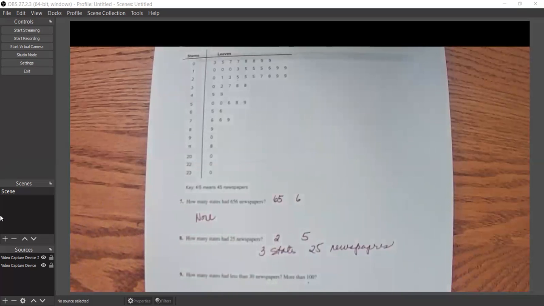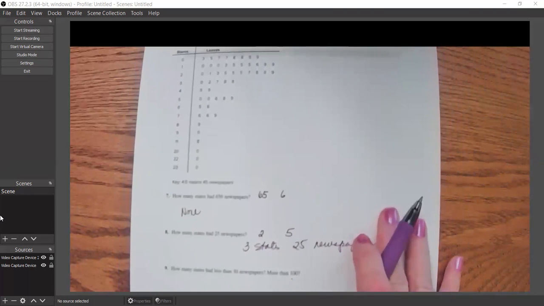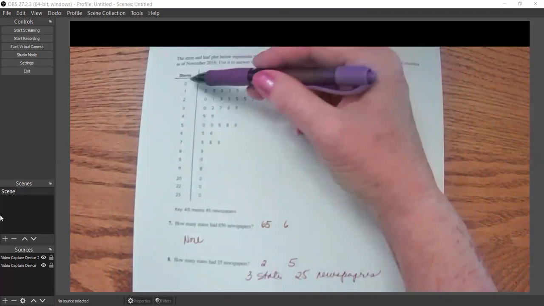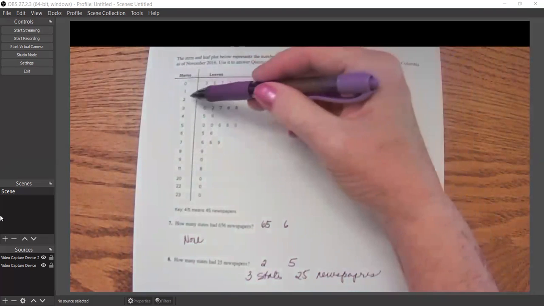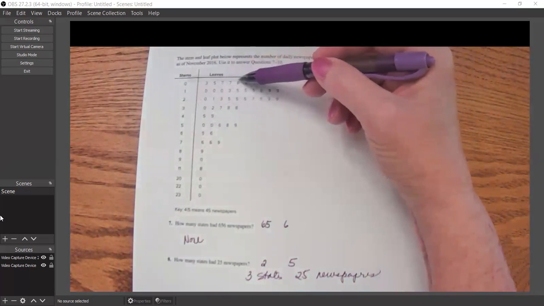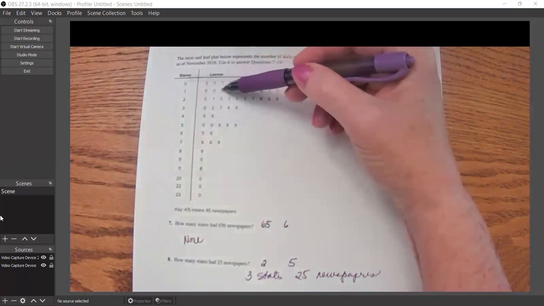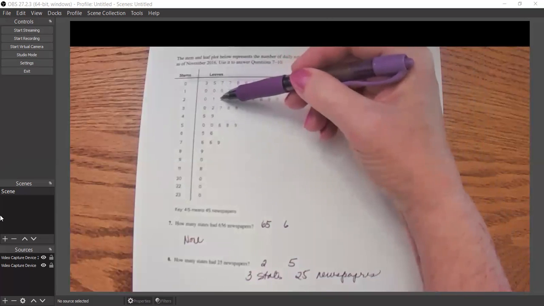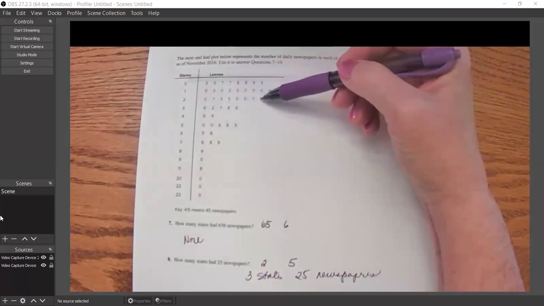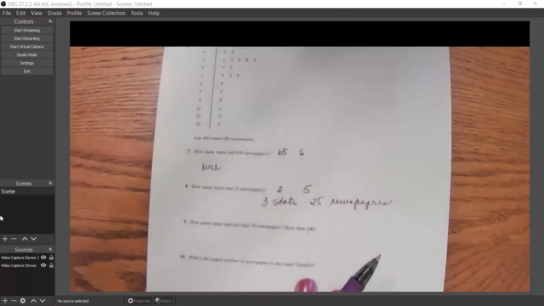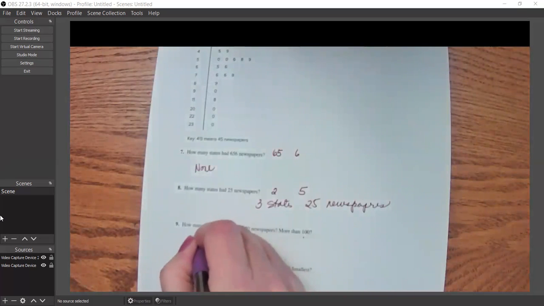Number 9, how many states had less than 30 newspapers? Then how many had more than 100? Less than 30. So here would be 30. Here would be the single digits, here would be the tens, or the teens, if you will, and here would be the 20s. So there are 1, 2, 3, 4, 5, 6, 7, 8, 9, 10, 11, 12, 13, 14, 15, 16, 17, 18, 19, 20, 21, 22, 23, 24, 25, 26, 27, 28. 28 states have less than 30 newspapers.